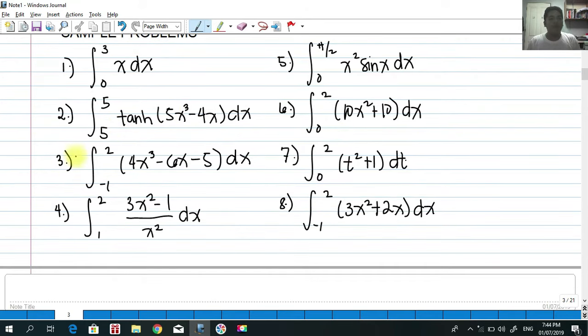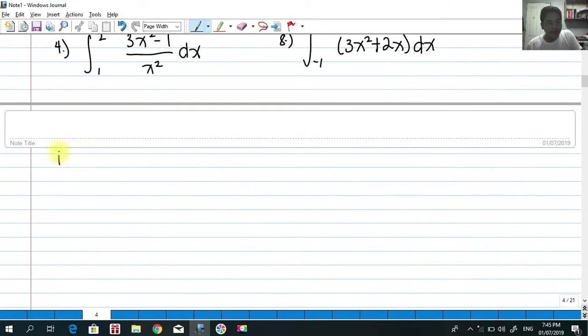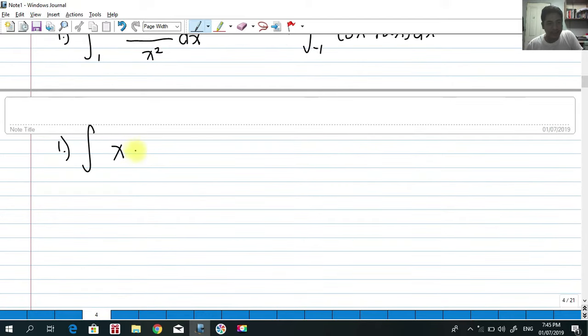So for number 1, we have to evaluate the integral of x dx. Okay, let's start with a simple one: x dx from 0 to 3. The process is really the same. How are we going to integrate x dx without these limits? Let's try to integrate that.